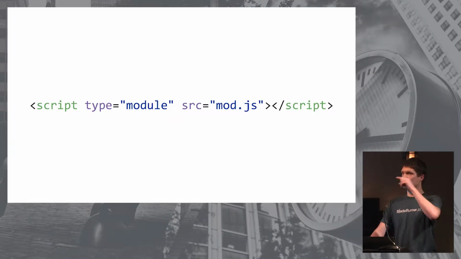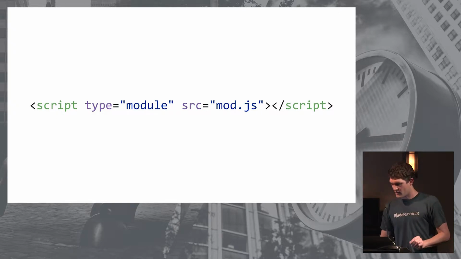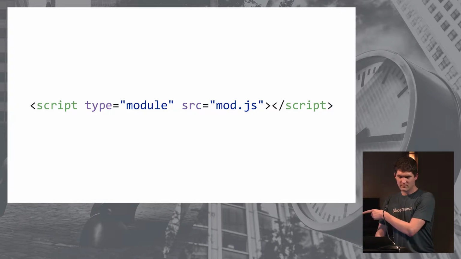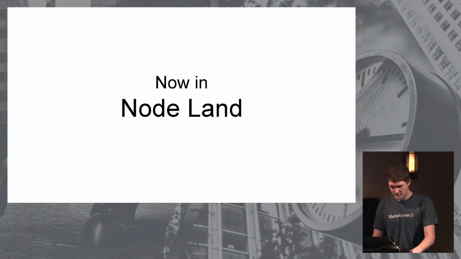Everything is isolated inside the module context, which is great. So there's that. OK, so that's how you do it in the browser: attribute type equals module. So how do you do it in Node?